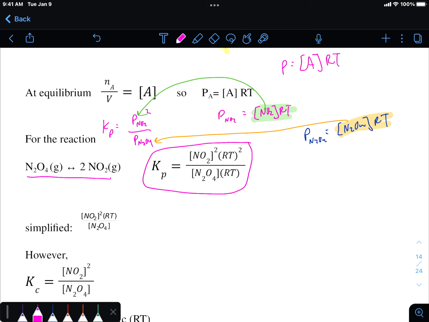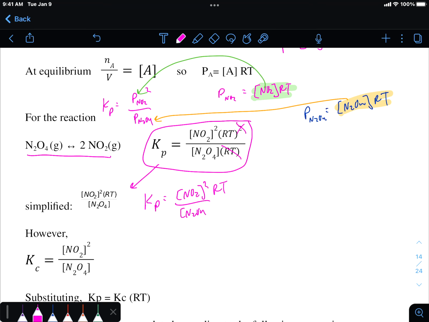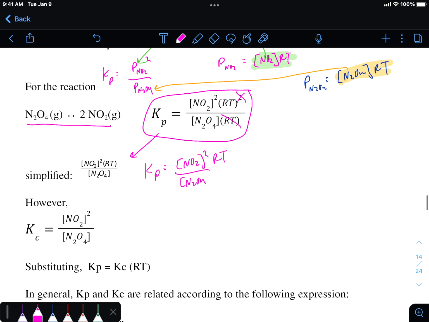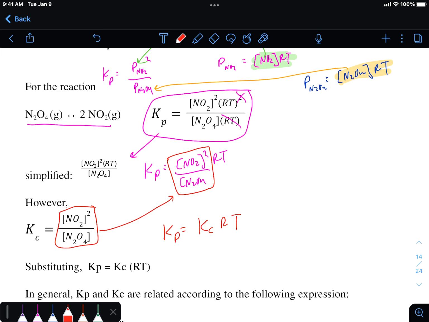By cleaning this up, meaning we've got RT that can be canceled on the bottom and the square can be canceled on the top, we simplify this to Kp is equal to the NO2 quantity squared over N2O4 times RT. Everybody understand what I did? I canceled an RT on top and bottom. All right? But if Kc is equal to NO2 squared over N2O4, isn't that also here? So if that's what Kc is equal to, doesn't that mean that Kp is equal to Kc times RT? That's a rhetorical question. The answer is yes. I'm kind of leading you there.